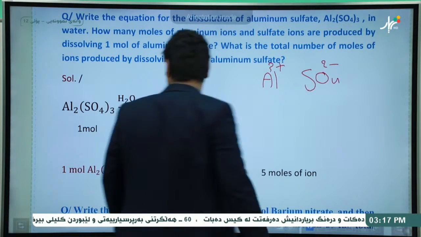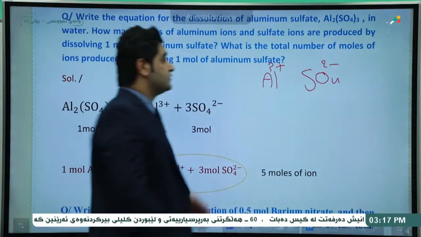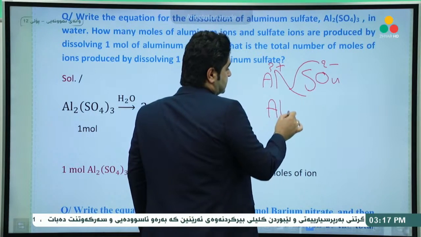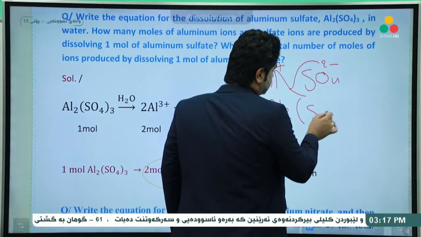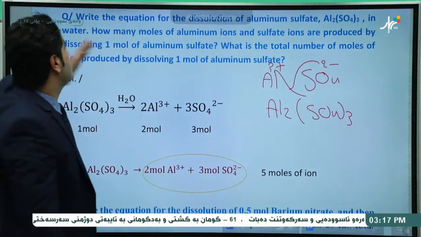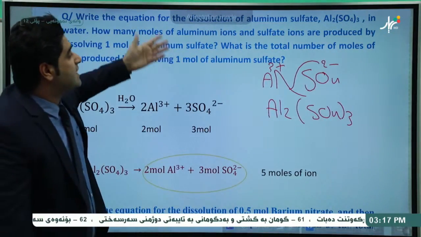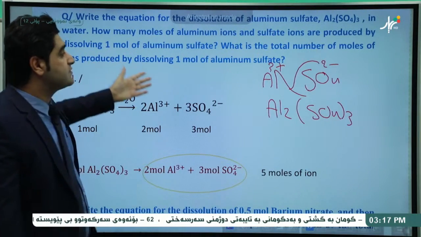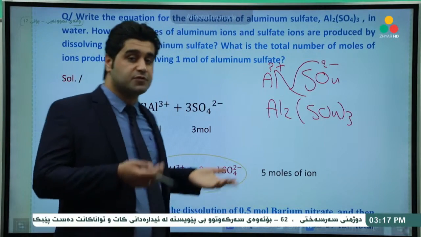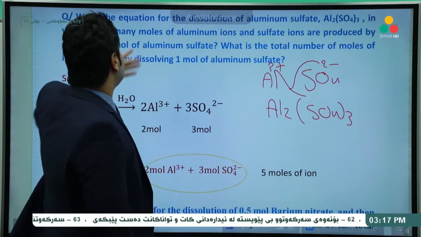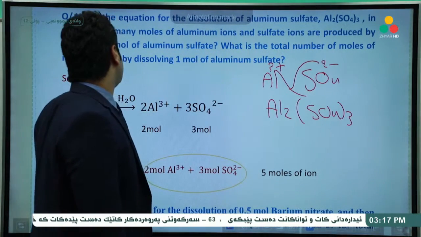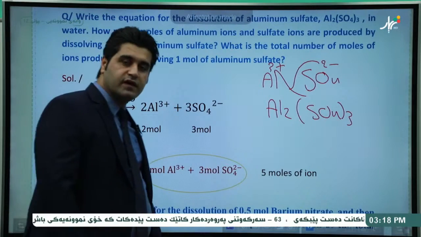SO4 2-. This is aluminum sulfate. So let's write the compound: Al2(SO4)3. In that kind of question, write the dissociation reaction for aluminum sulfate in water, and then how many moles of aluminum and sulfate can be produced from 1 mole of aluminum sulfate. What are the total numbers of the ions that can be produced by dissolving 1 mole of aluminum sulfate?